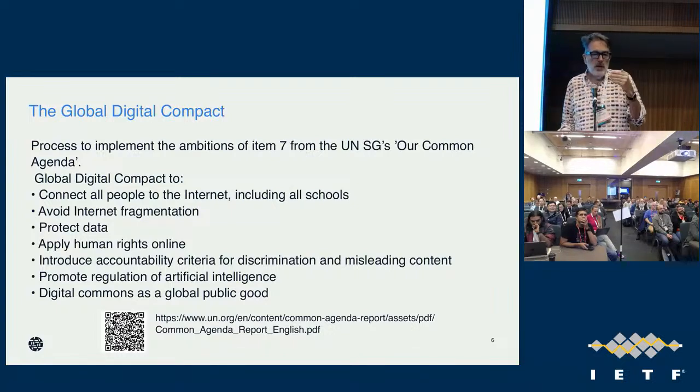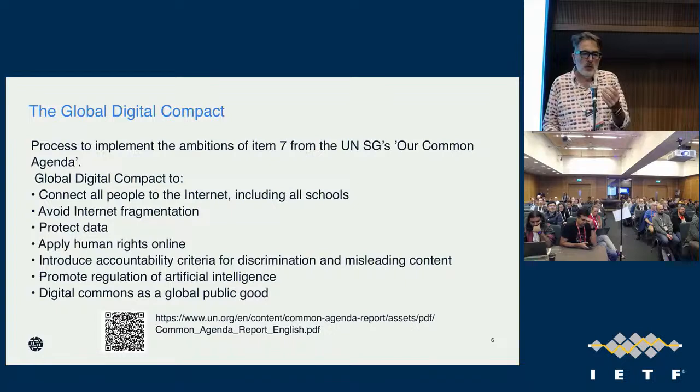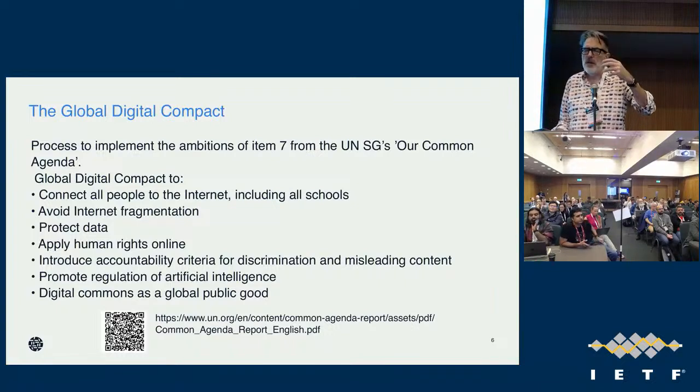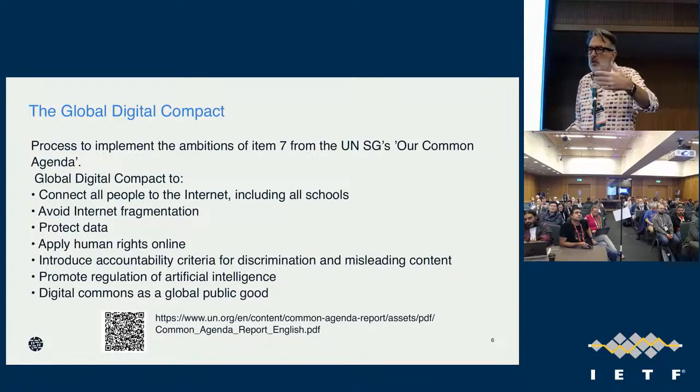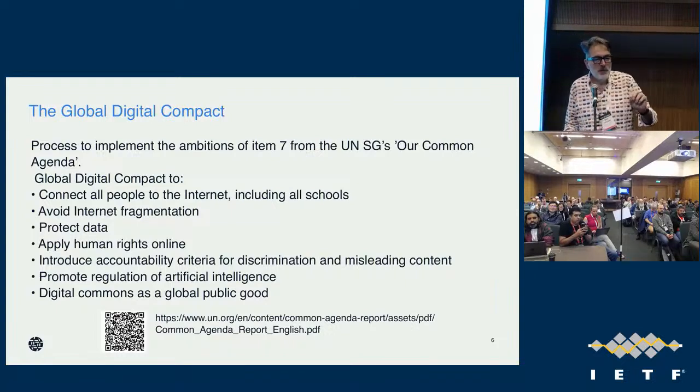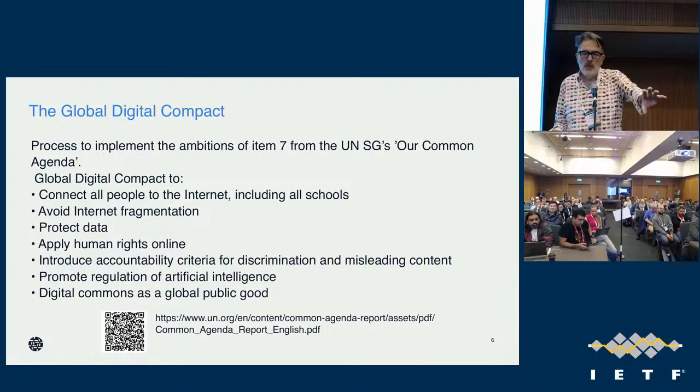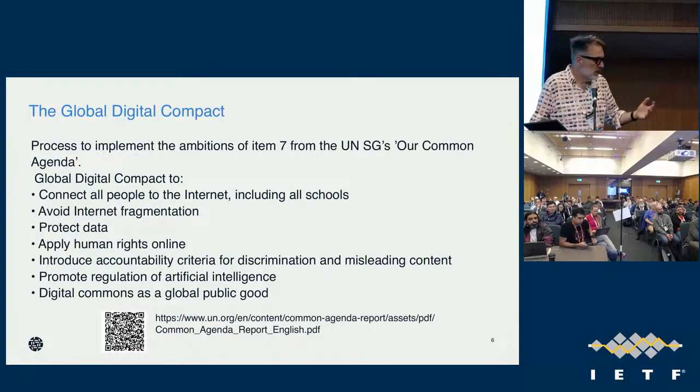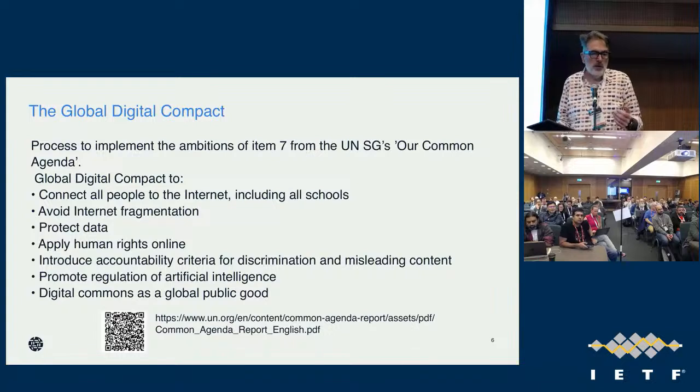So as I said, the Global Digital Compact was a process to fulfill ambitions of the Secretary General's Common Agenda. He wanted to have a global compact to connect all people to the internet, including all schools. And the idea was basically connecting the digital agenda, looking forward, to the Sustainable Development Goals. That was the word I was looking for. So that compact was designed to connect all people to the internet, avoid internet fragmentation, protect data, for instance in the context of AI, apply human rights online, and introduce accountability criteria for discrimination and misleading content. Well, basically everything that we are talking about in our global debates nowadays.